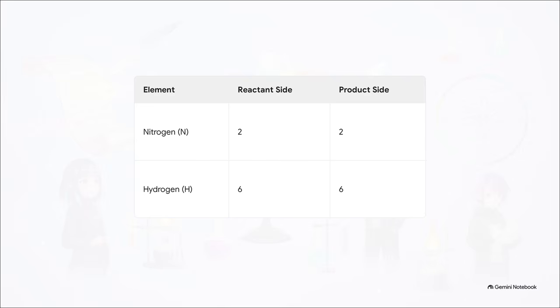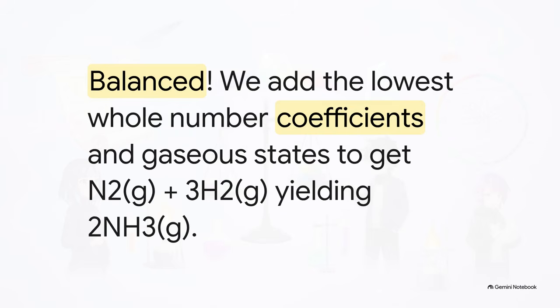If we place a big coefficient of 2 in front of the ammonia product, boom, we fix our nitrogen issue. That gives us 2 nitrogens on the right, but wait, remember that coefficient multiplies everything in the molecule, meaning we now have 2 times 3, so 6 hydrogen atoms on the right. To balance the left side, we just place a coefficient of 3 in front of the H2 reactant. 3 times 2 gives us 6 hydrogens. And just like that, our ledger balances perfectly. 2 nitrogens and 6 hydrogens on both sides of the arrow. And there is our beautifully finished sentence.